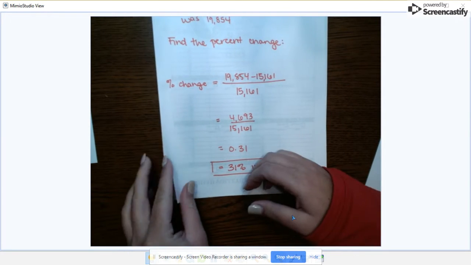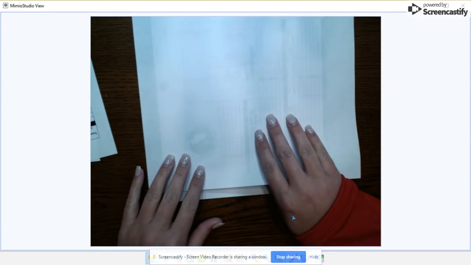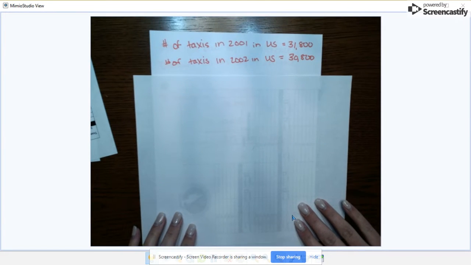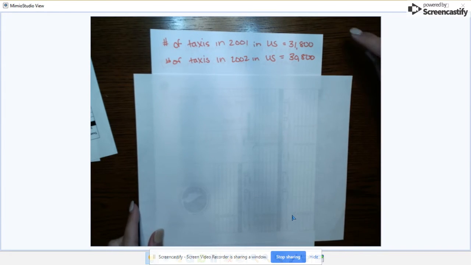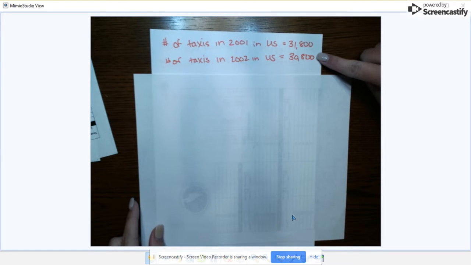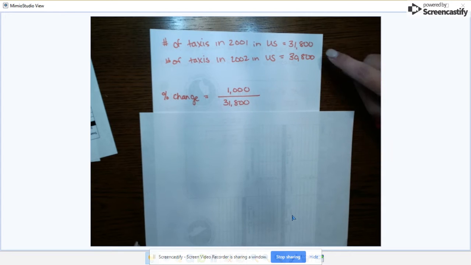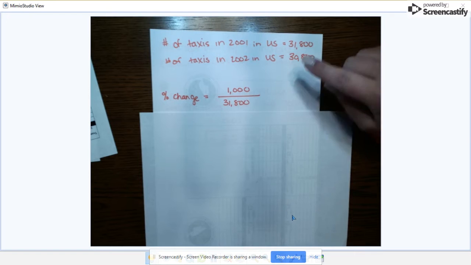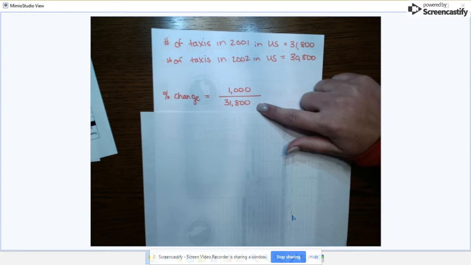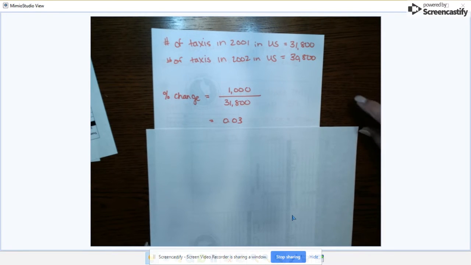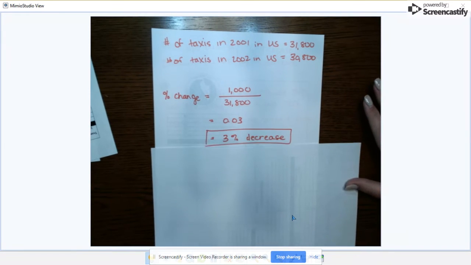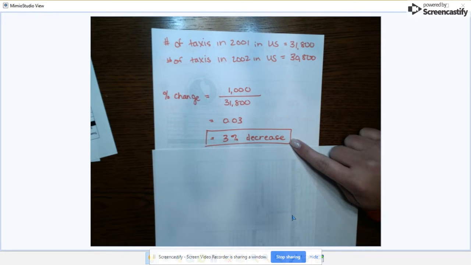Okay, here's another one. We're looking at taxi cabs. The number of taxis in 2001 was 31,800, and in 2002 they went down 1,000. So right off the bat, before we even calculate this, we know that this is going to be a percent decrease because our taxis have decreased. But we have to figure out what percent of change occurred. So we know we went down 1,000 over our original amount, which is 31,800. Dividing that, we get 0.03, which as a percent is 3%. Don't forget to label it as a decrease.